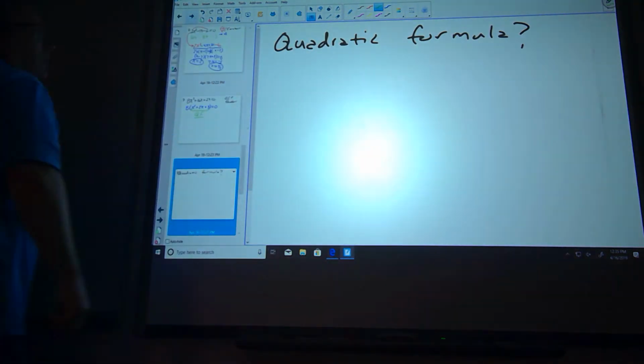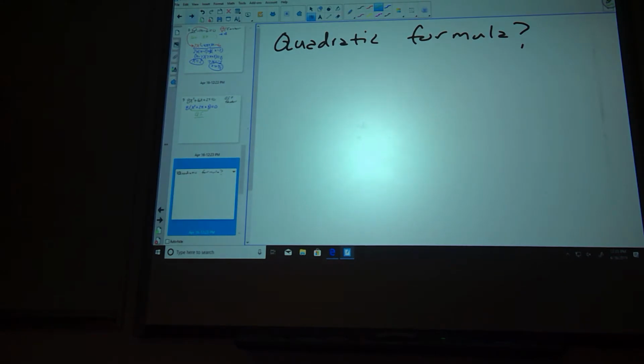So let's do this first. Write that out. That right there is worth your first 2 points on your quiz. You have to show me that you have it correct first before I let you move on in the quiz. Don't forget your plus or minus.